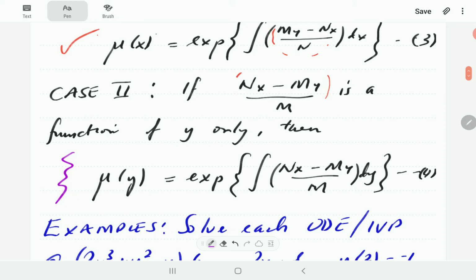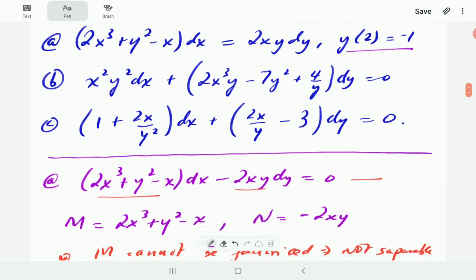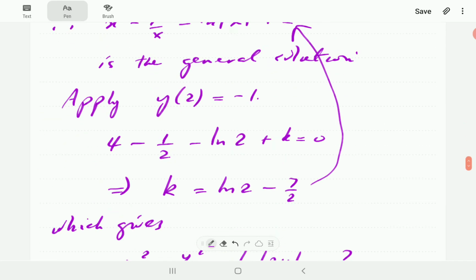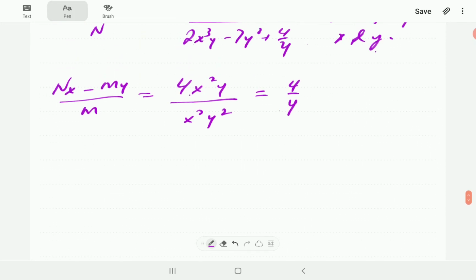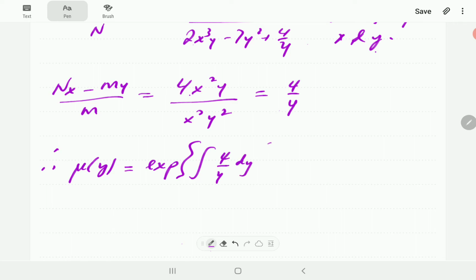Okay, so that means we can find an integrating factor. Let's see how that works out. So therefore mu of y is going to be the exponential of the integral 4 over y dy. This is going to be e to the power of 4 ln y. This is going to be y to the power 4. That means y to the power 4 is our integrating factor.